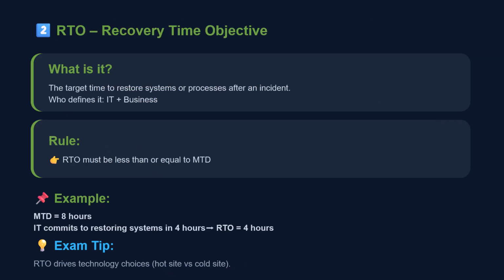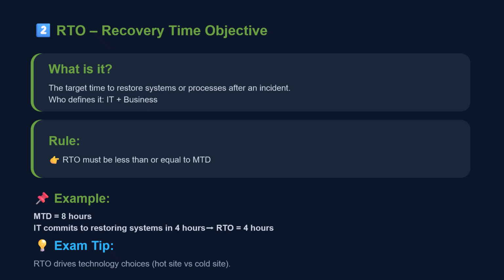Next is RTO, or Recovery Time Objective. RTO defines the target time within which IT must restore systems after an incident. Unlike MTD, RTO is defined jointly by IT and the business. There is one critical rule you must remember. RTO must always be less than or equal to MTD.